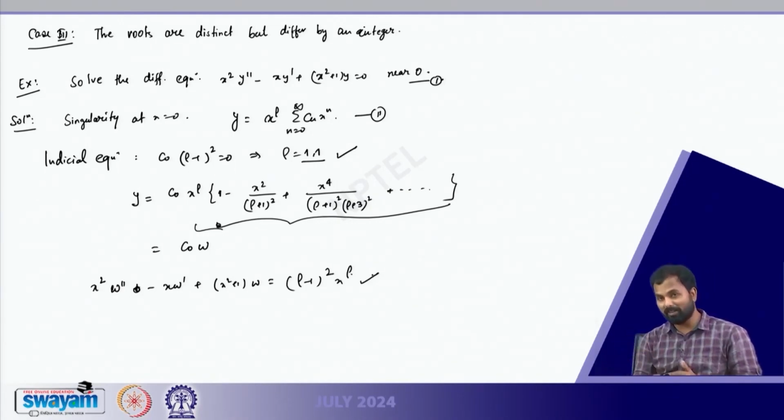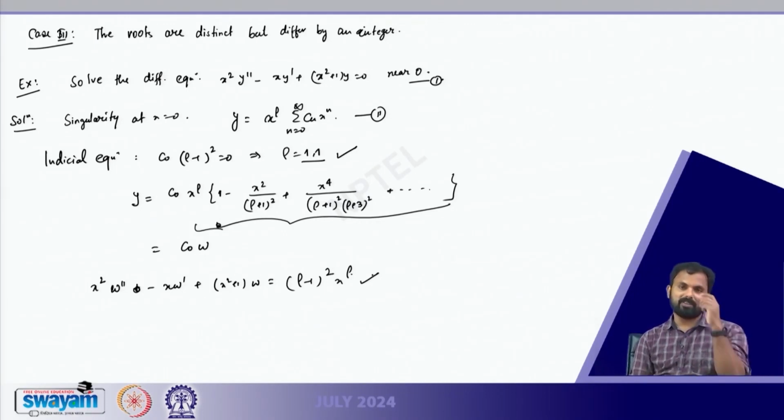When the roots are distinct but they differ by an integer, I did not cover that part because it is relatively lengthy. So, we will skip it for now, but you can look into the textbooks. It is just that the calculation is analogous, it is just a little bit lengthy, nothing more. Hopefully you will find some examples in the assignment sheets, and you should be able to solve them.